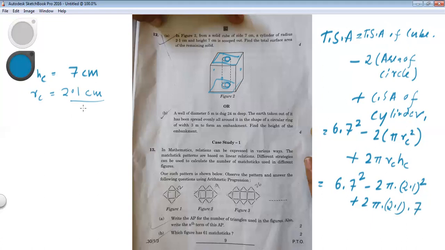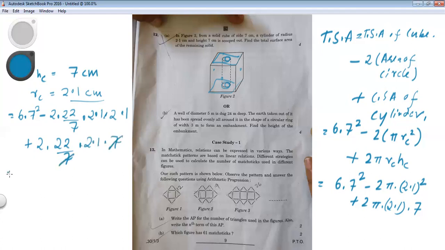So if we solve this, how much will we get? We are going to get 6 times 7 square. Do they say what to take pi as? Okay, they have not mentioned. So let's take 22 by 7. So 6 into 7 square minus 2 into 22 by 7 into 2.1 into 2.1 plus 2 into 22 by 7 into 2.1 into 7. So 7 gets cancelled. 6 into 7 squared.